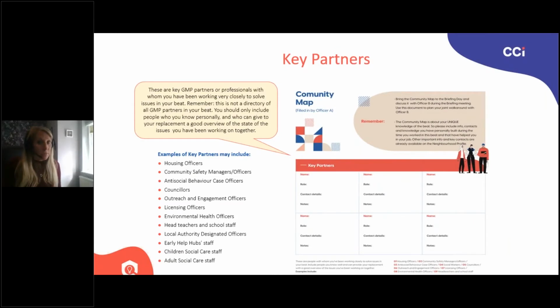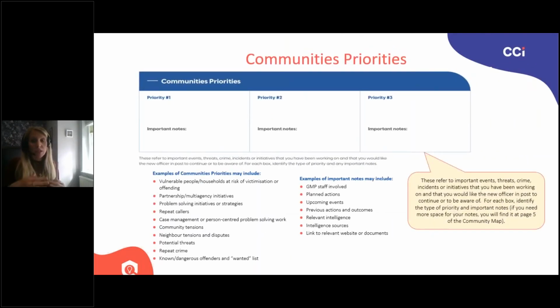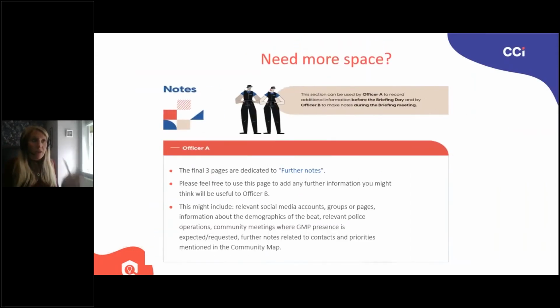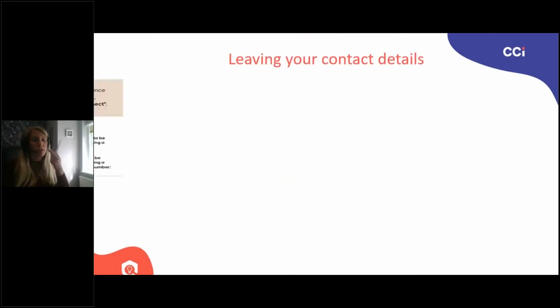Then we have a section for key partners. We are not asking leaving officers to write a directory of all the partners that are relevant to an area. We are only asking them to identify those partners with whom they've worked very closely, face to face, to solve issues in the local area. Then we have a section for community priorities. This could be incidents, events, threats, initiatives that the leaving officer has been working on and would like the newly appointed officers to continue. We also provide three pages for further notes, where the leaving officers can write in narrative form whatever information they might deem relevant for the handover purposes.